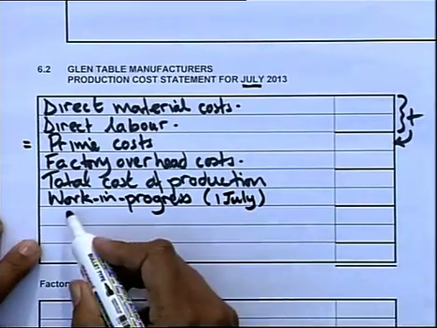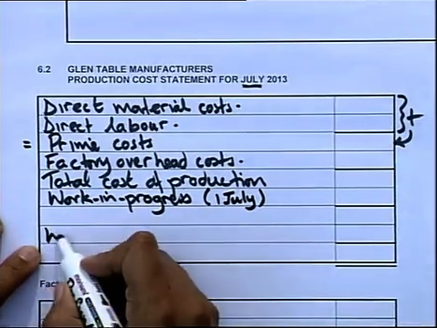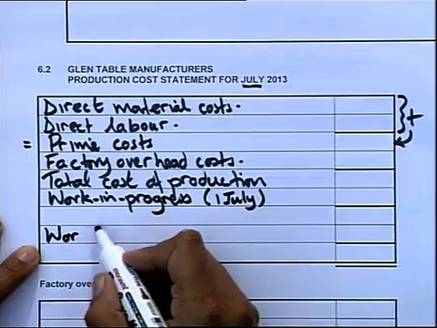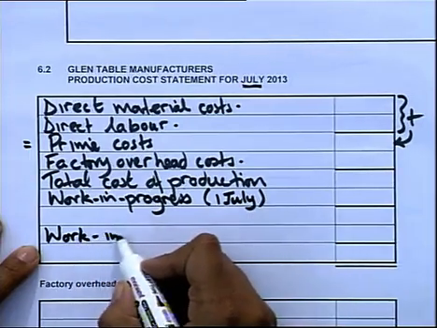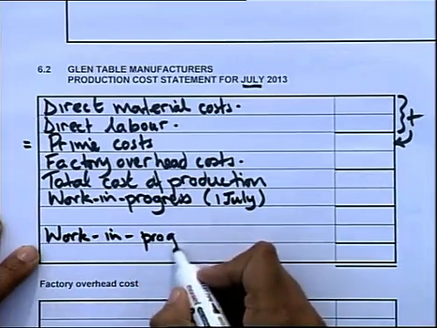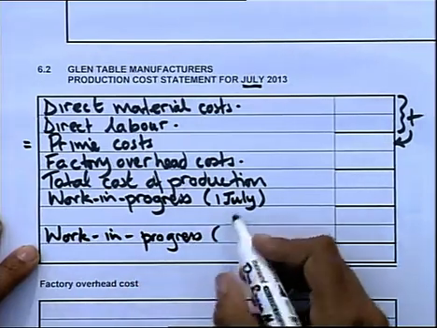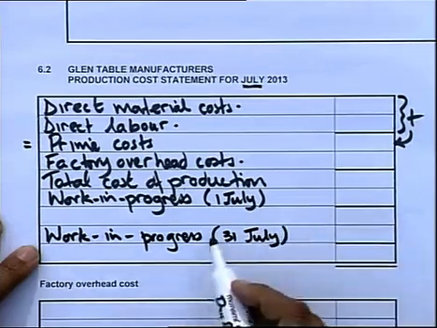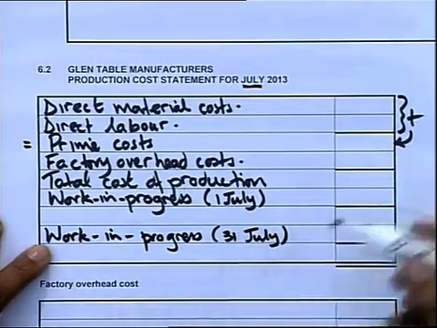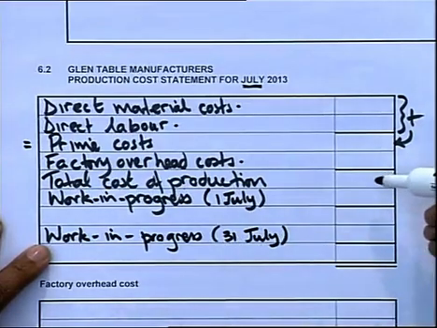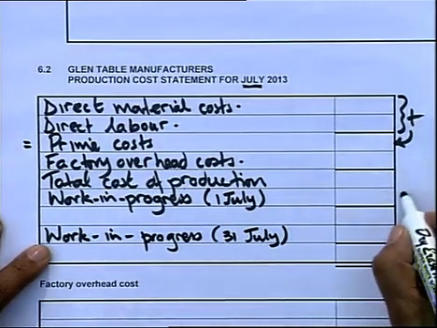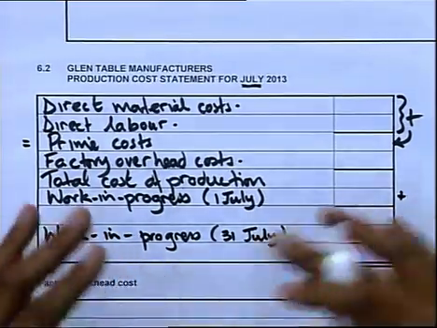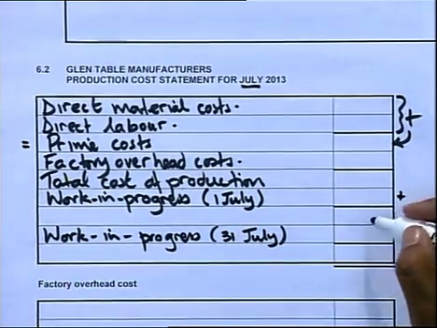Okay, then I must skip a line there, please. Now I'm going to get my work in progress at the end of July. In other words, my unfinished items at the end of July. So I take my items that are produced in July, I add my work in progress from last month. So I bring that into the factory. That is there. It's on the factory floor. And I get a total there.